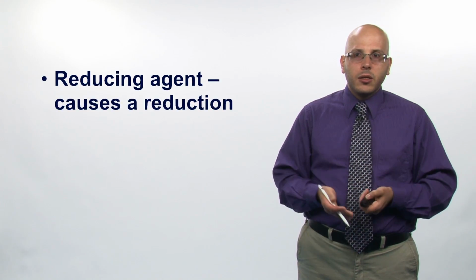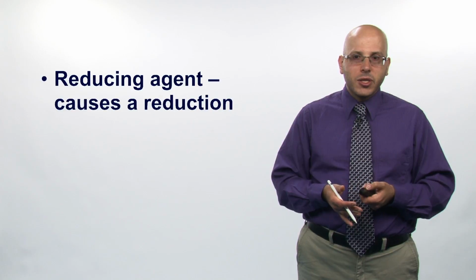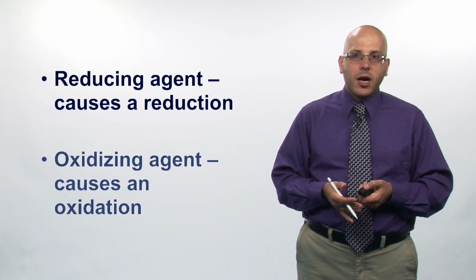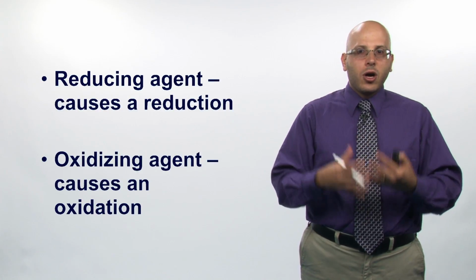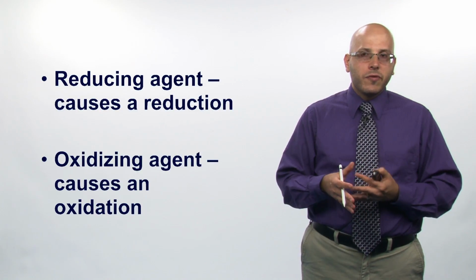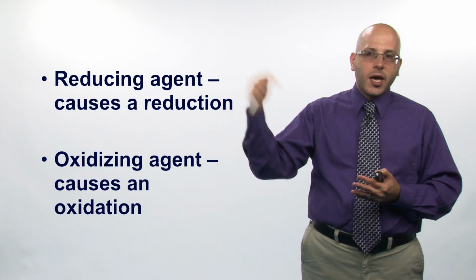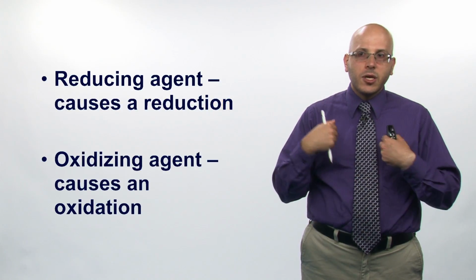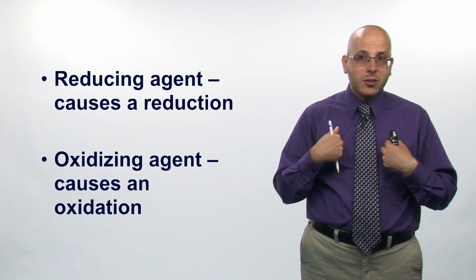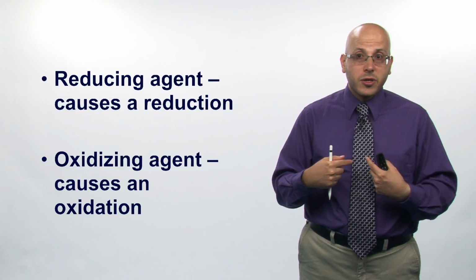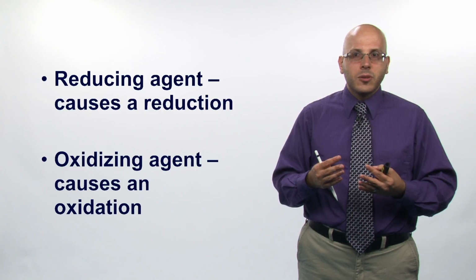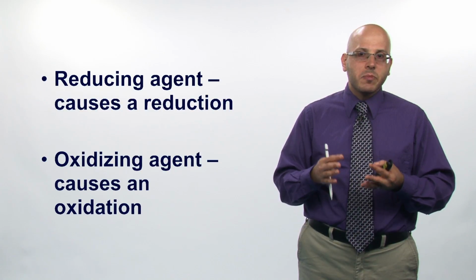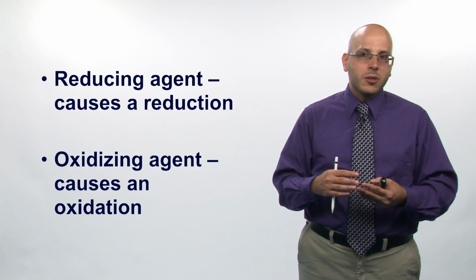Okay, so let's talk about agents. There are reducing agents and there are oxidizing agents, okay? A reducing agent is something that causes a reduction. So if you think about it, if you're causing something else to be reduced, that means that you yourself have to be getting oxidized, okay? So this is losing electrons, right? Reducing agents lose electrons. Who likes to lose electrons? Mostly metals, okay? So metals make very good reducing agents.